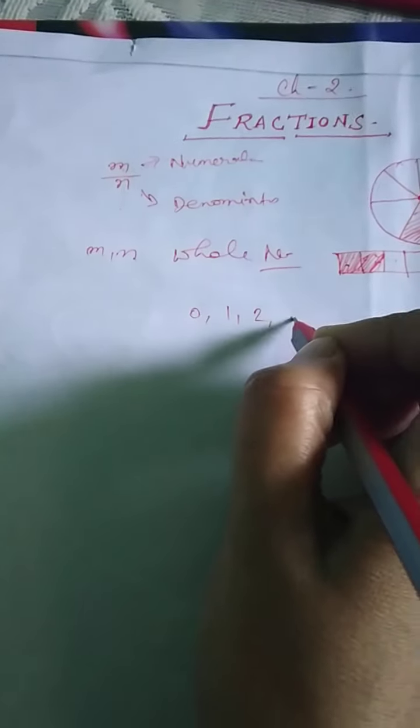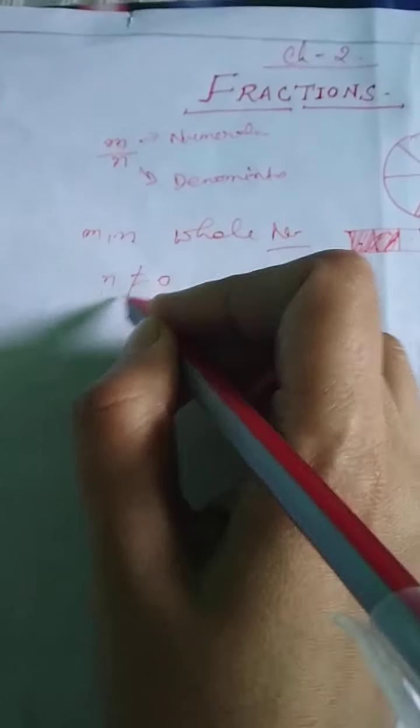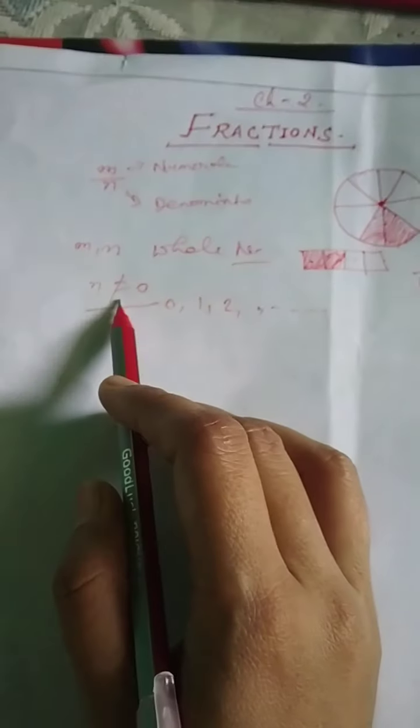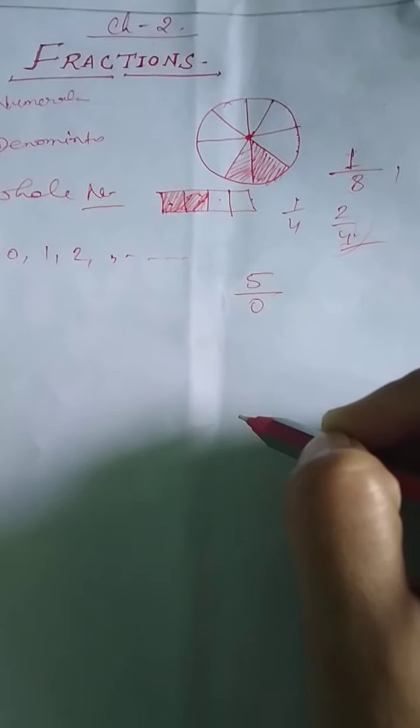And what are this m and n? m and n both are whole numbers. Whole numbers means 0, 1, 2, 3, 4; the numbers start with 0. So m and n both are whole numbers, but this n, this denominator, is not equal to 0. This denominator will never be equal to 0. Why is the denominator not equal to 0? Because you can see 5 divided by 0. If I write like this and I will write 0 divided by 5.